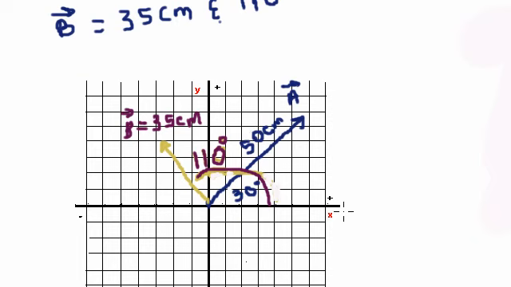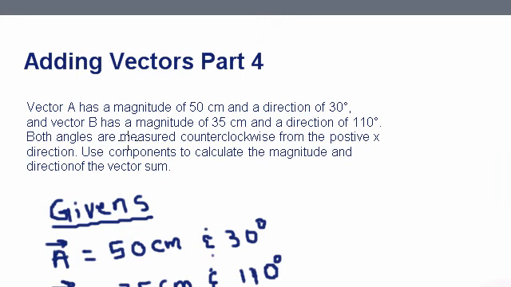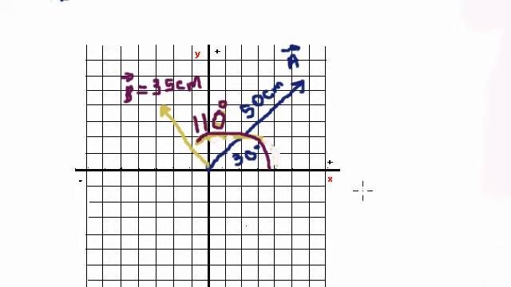Now, in this case, they didn't say whether it was 30 degrees above the horizontal or 30 degrees north of east, but they did say this right here. Both angles are measured counterclockwise from the positive x direction. So what that means is that you're starting at the positive x direction and you're going counterclockwise. So 30 degrees counterclockwise would be this right here. This is the same thing as saying 30 degrees above the horizontal, and the same thing as saying 30 degrees north of east.